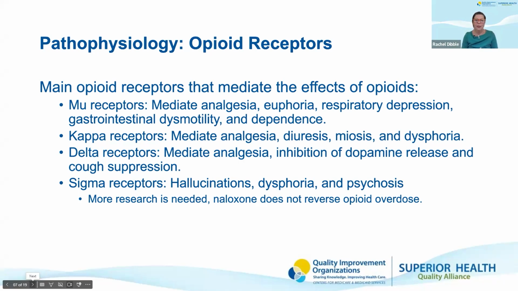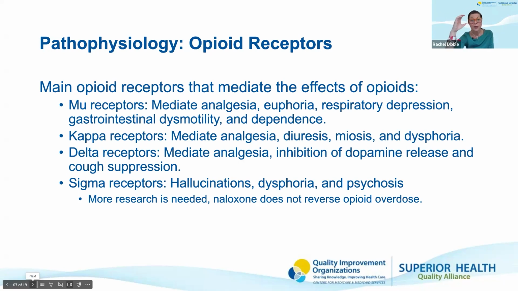So now we have the kappa receptor. What does that do? Same thing, it mediates pain, but it's also diuresis, miosis, and dysphoria. Again, key: dysphoria, euphoria. See where we're going? What we're trying to do is manage pain, but this is how our brain works with opioids from the poppy seed plant. So I'm connecting these dots for us, okay?